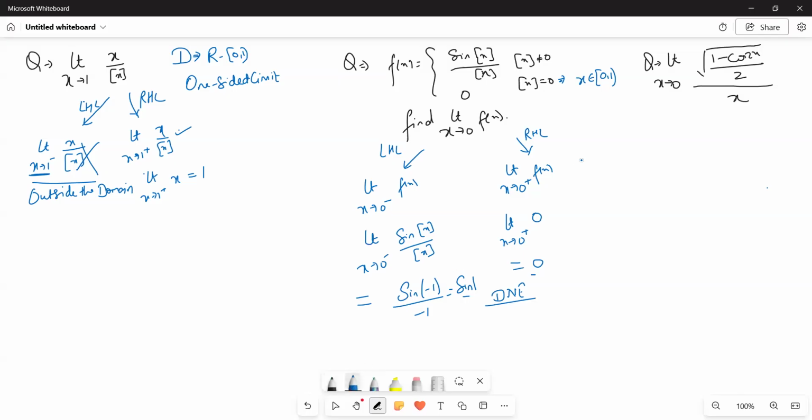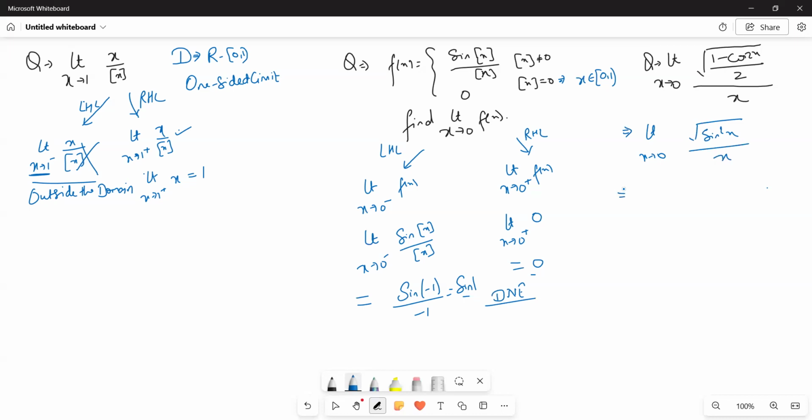One by root 2. Let's check. Limit x tending to 0, 1 minus cos 2x is 2 sin square x. So the 2 cancels and sin square x will come. So we'll have root over of sin square x by x.